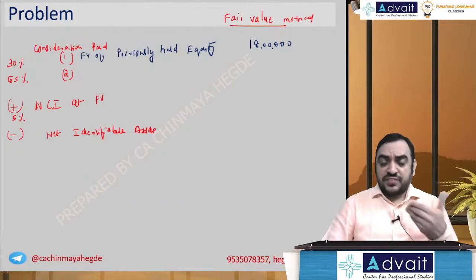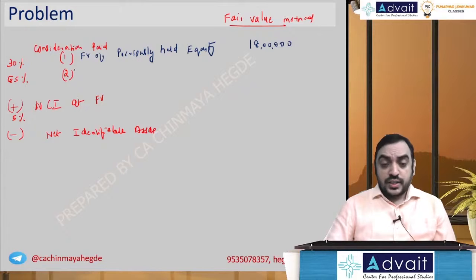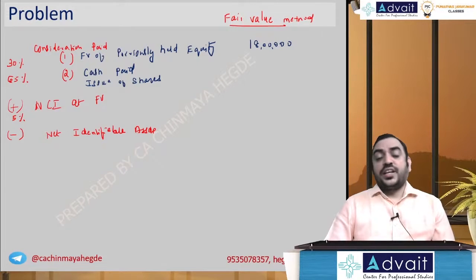Second, whatever you are doing today for the 65%, there are quite a few things. You are having cash, you're issuing the shares, and you are using additional consideration. So there is cash paid, and there is issue of shares, and there is additional consideration.